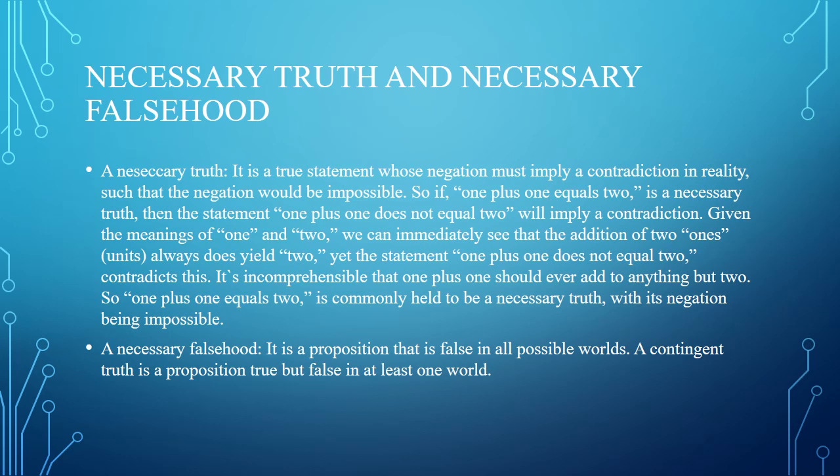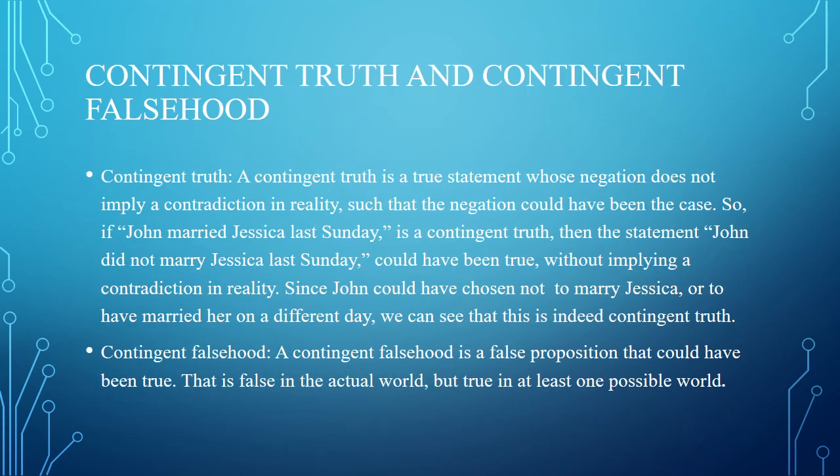A necessary falsehood is a proposition that is false in all possible worlds. A contingent truth and a contingent falsehood are the other two categories. A contingent truth is a true statement whose negation does not imply a contradiction in reality, such that the negation could have been the case.